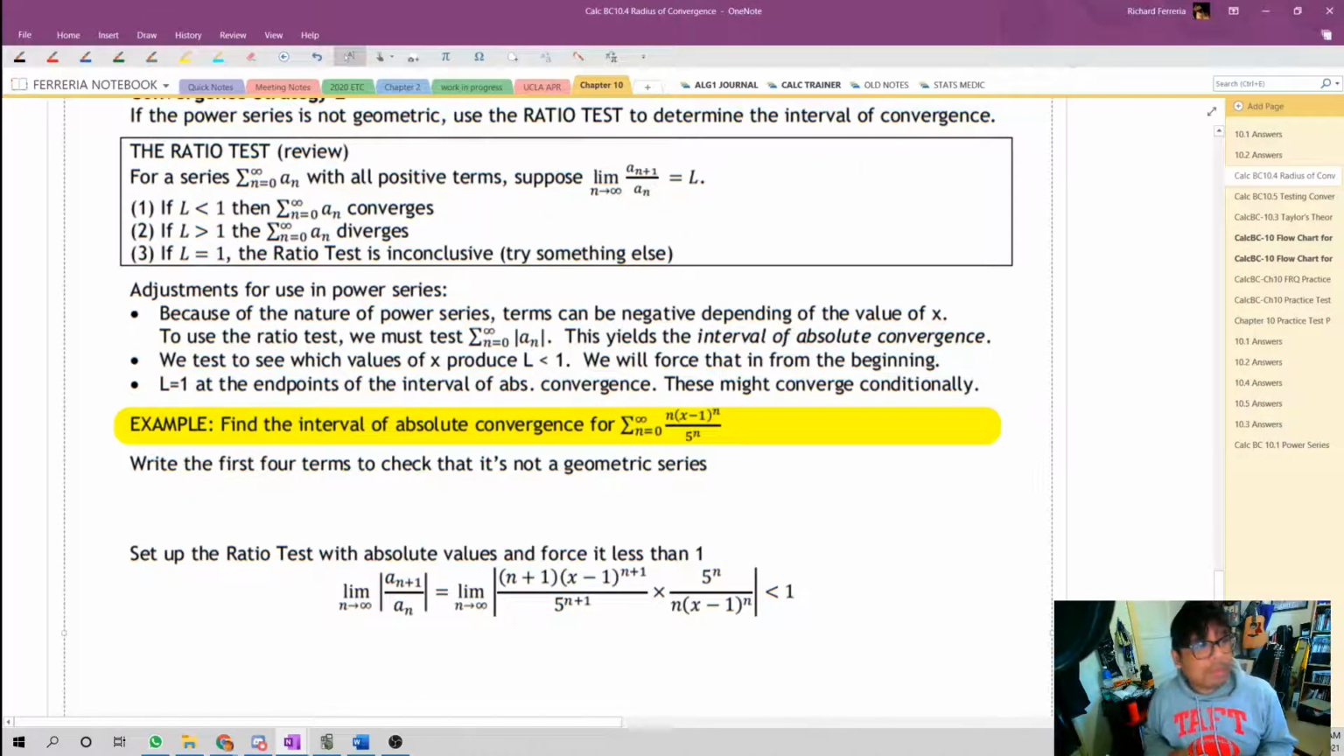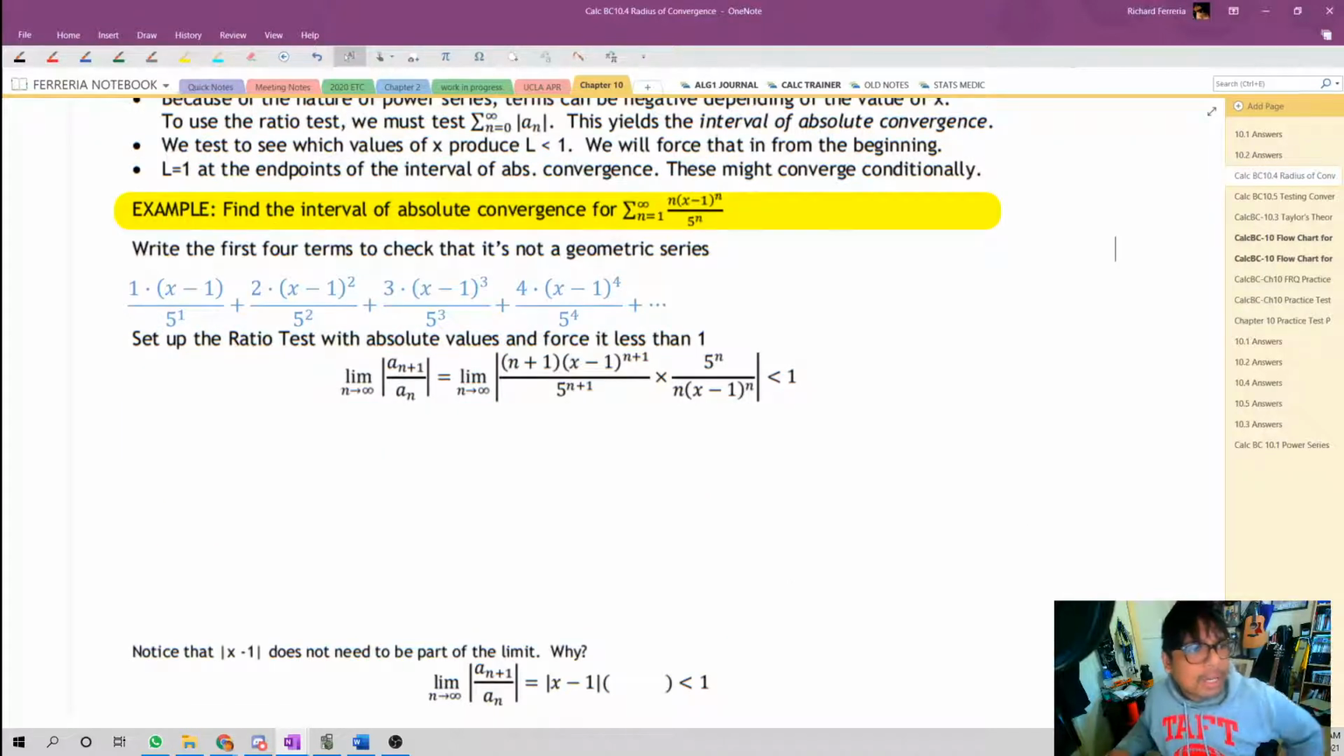We've got a really typical looking power series: n times (x minus 1) to the n over 5 to the n. The first thing we always want to do, because we don't want to waste our time with a ratio test if we don't need to, is check to make sure this is not a geometric series. To do that, we just write out the first 4 terms and see if it's a multiplication thing. The first term is 1 times (x minus 1) to the first power over 5 to the first power.